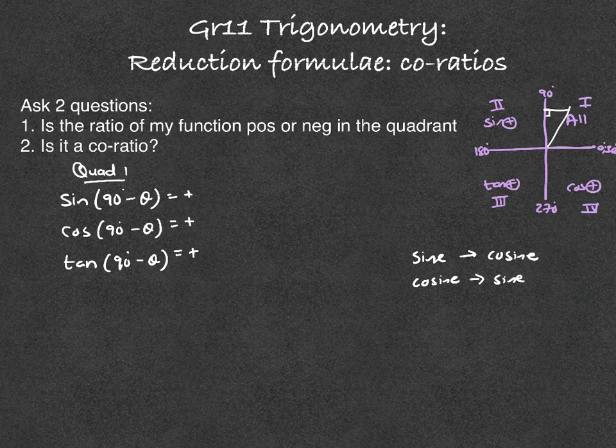For some reason this is not in the syllabus, but what is the co-ratio of tangent? That would be cotangent. And what is the co-ratio of cotangent? That would, of course, be tangent. So in other words, if it doesn't have a co, you put a co. If it has a co, you take the co away. That's what a co-ratio means. The co-ratio of sine is cosine, and the co-ratio of cosine is just sine. Hopefully that makes sense.